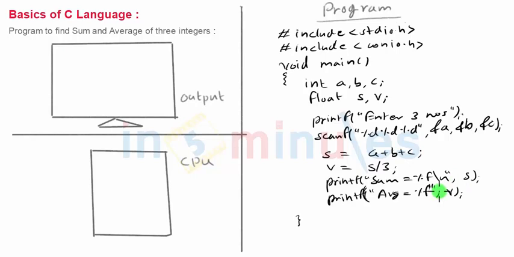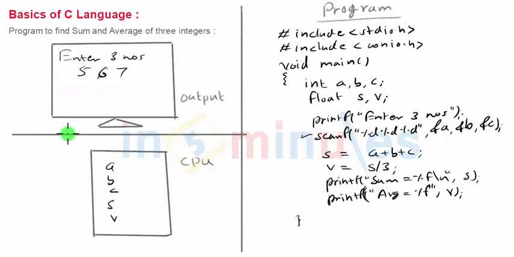Now let's see the working of the program. As the program starts, main will create three variables for integers and two variables s and v for floating point calculations. Then the computer will give the message "Enter three numbers" on the screen. Because of scanf, the computer will wait for three integer inputs. Let's take an example. The inputs were 5, 6 and 7.